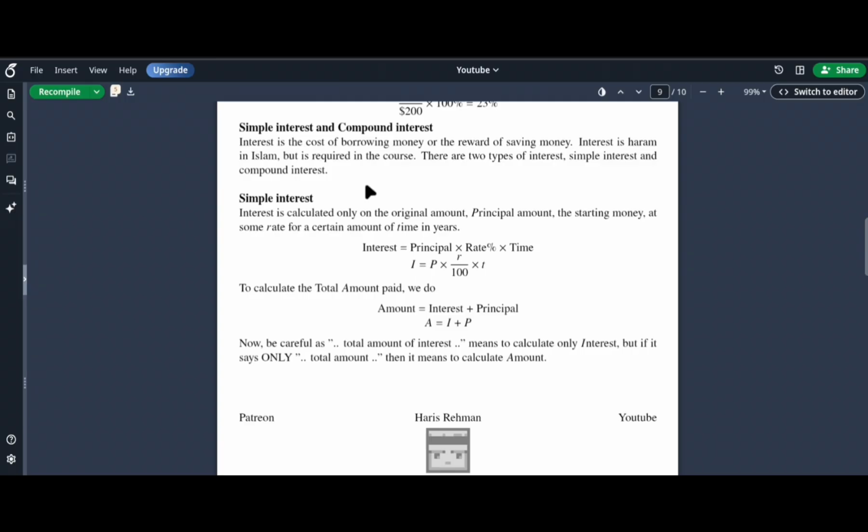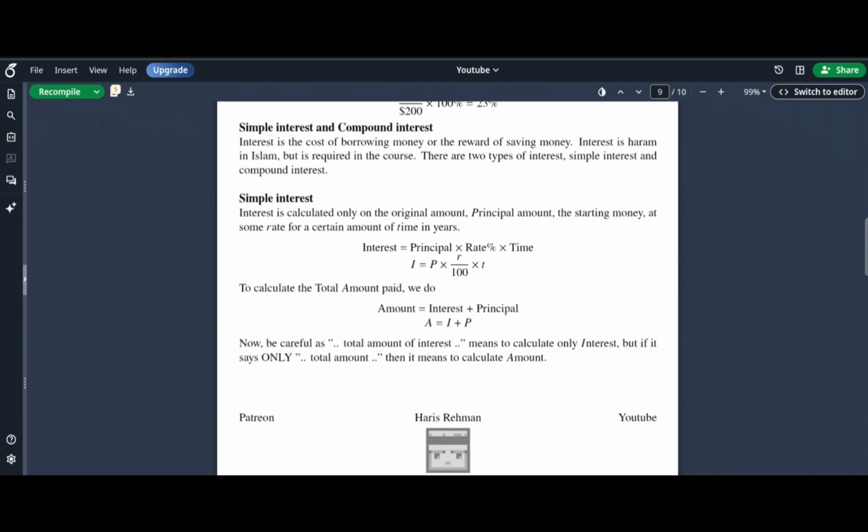I've done good research on this topic. You can never go wrong with money. There are two types of interest: simple interest and compound interest. Before I start, I want you guys to keep this in mind.